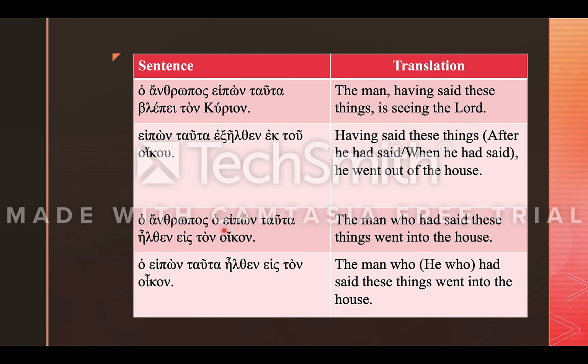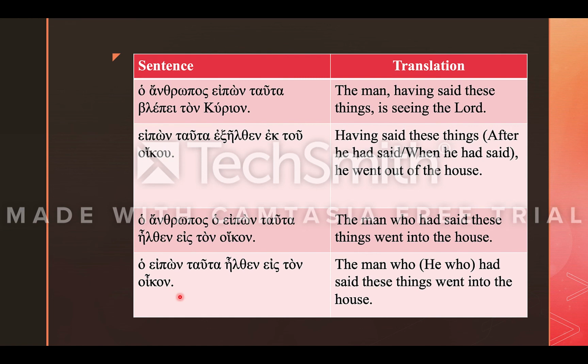O anthropos, o aipon tauta, elthen eis ton oikon. The man who had said these things. Remember, this is still aorist. We are putting this in the attributive position, and that is why it is taking a relative translation. O anthropos, the man, o aipon, he who had said. So the man who had said these things went into the house.